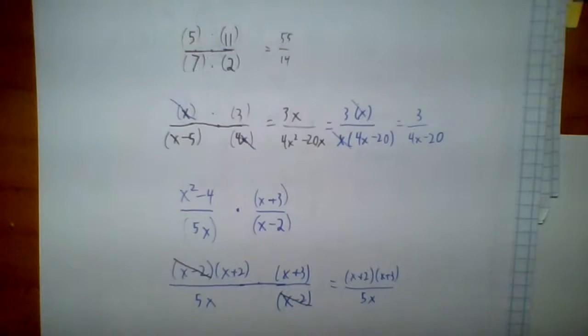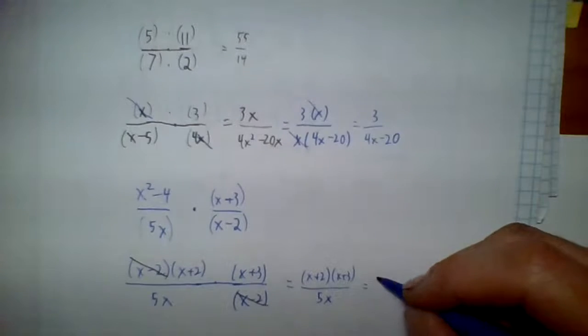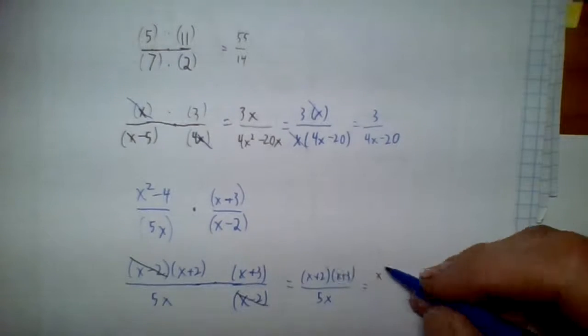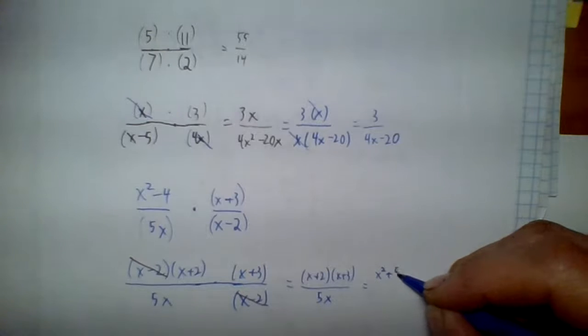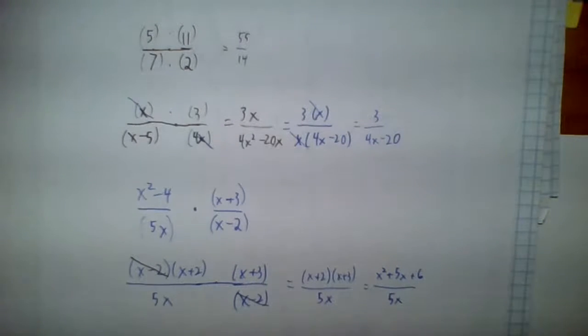Now, if you want to go ahead and multiply that out, you can. There's a couple different ways to write this answer, because this is the same thing as if you actually FOIL this out or multiply it out. You get x squared plus 5x plus 6. So it could be written that way.